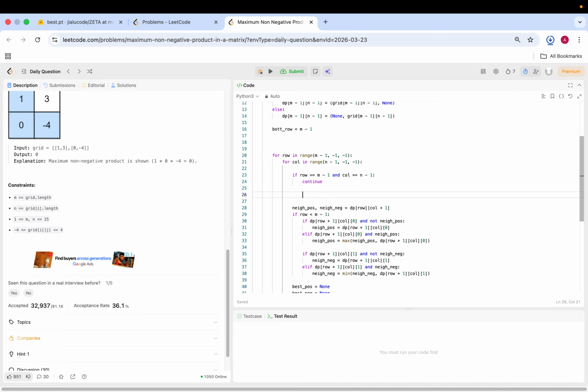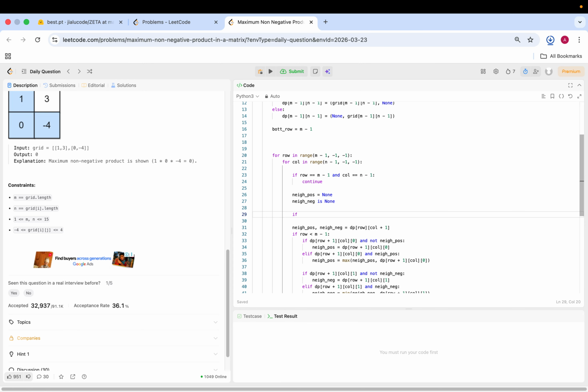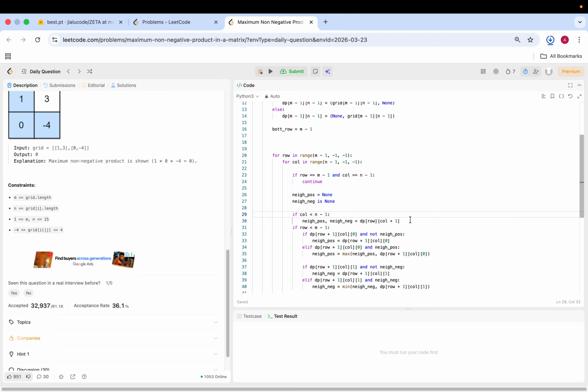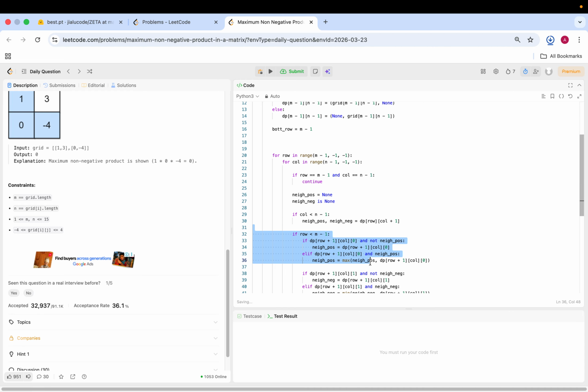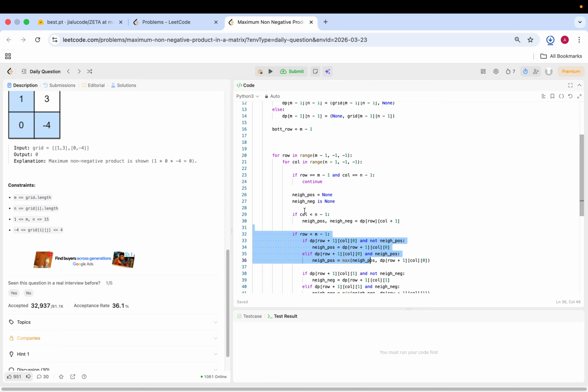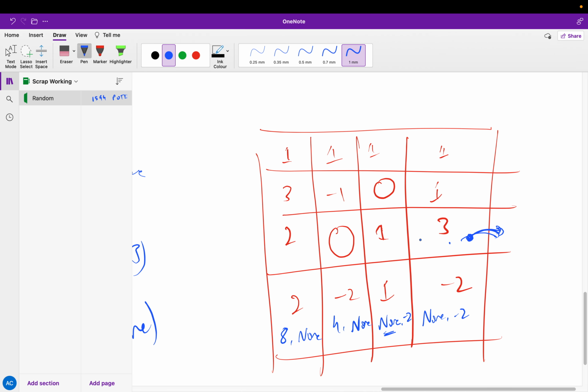So what I should really do is say neighbor positive is none, neighbor negative is none. If column is not in the rightmost column, then do this. And then if, yeah, okay. So this will only look at the bottom now, and this is already set to none, so it should be fine. Okay, so we look at the bottom.